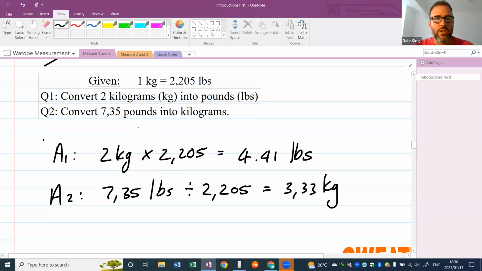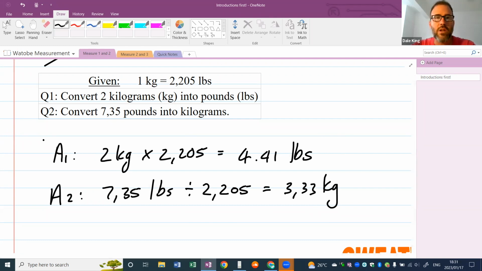But in the second question, our pounds, we're going to chop that 7.35 pounds up into 2.205 pieces. And that means it's going to get smaller. We chop it up. So we're going to divide by 2.205 and we're going to get 3.3. So when we increase it, we're going to times. And when we decrease it, we chop it up, we're going to divide.